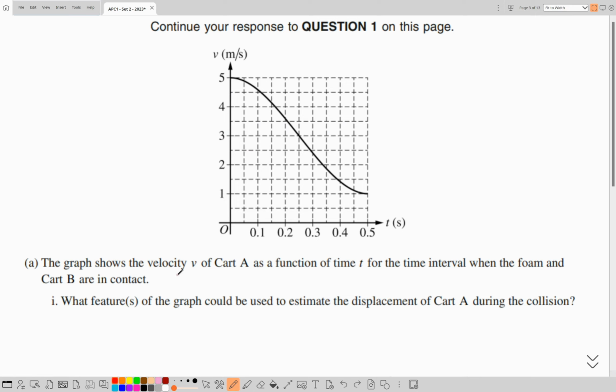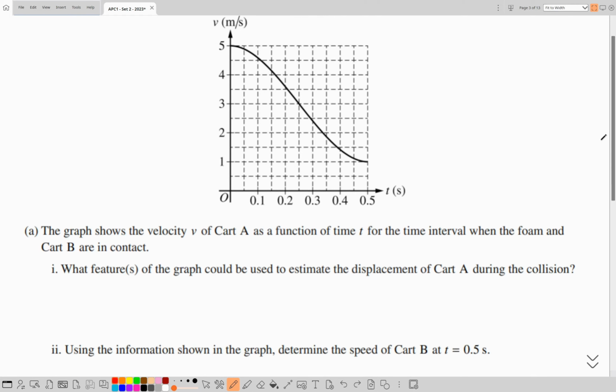Now part A. The graph shows the velocity v of cart A as a function of time for the time interval when the foam and cart B are in contact. This is important for us. Remember that a trick in the AP curriculum is to give us the variation of a quantity, but sometimes the quantity itself might be a vector or scalar. Here in this case, they're plotting the velocity, which is the vector quantity of cart A.